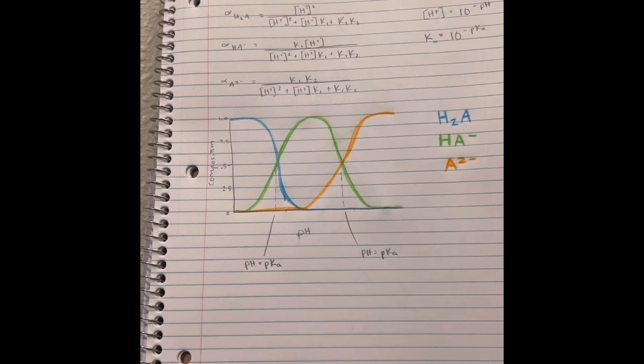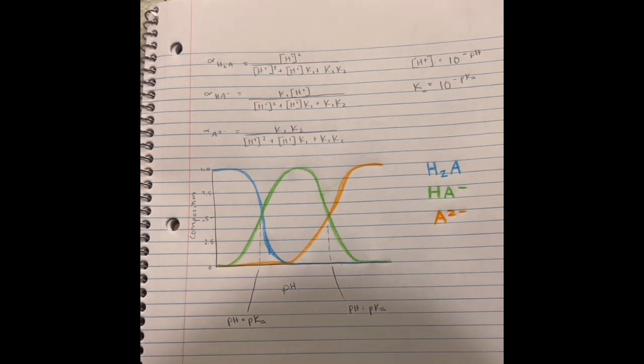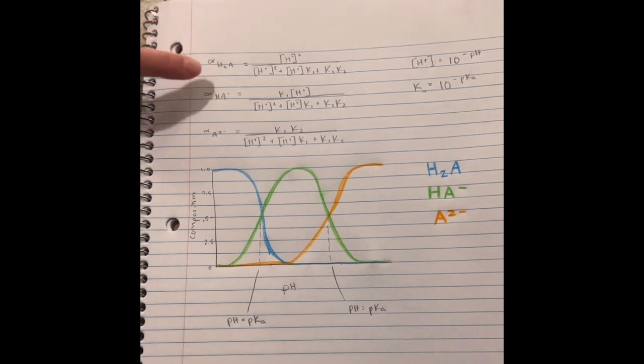And these equations are called the fractional composition equations, and they give the fraction of each species of either acid or base at a given pH. Using these equations, we can determine the composition just by using the pH. In these equations, we have the concentration of hydrogen and the equilibrium constants, so we just plug in whatever the pKa's are for each step and the pH that we are looking for, to find the composition of these acid forms.